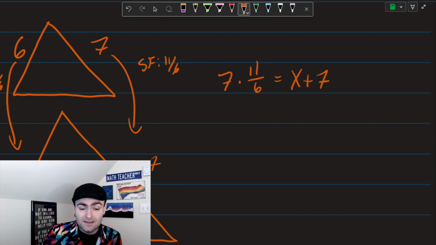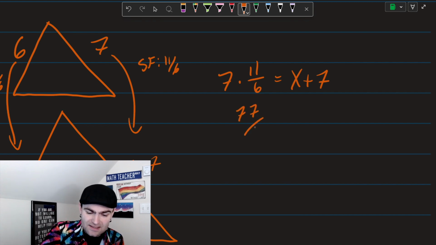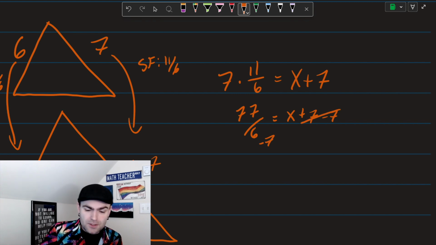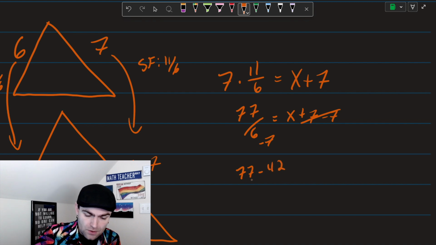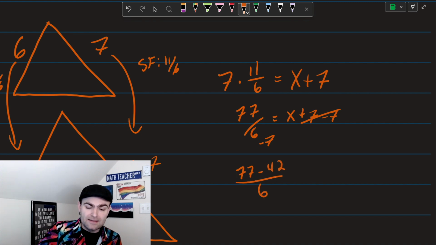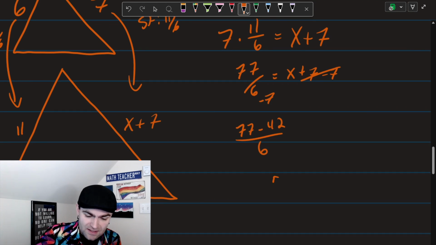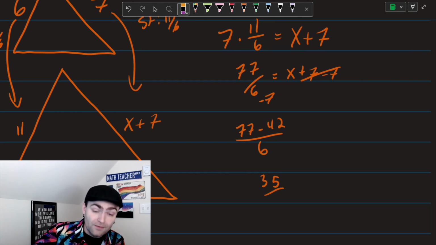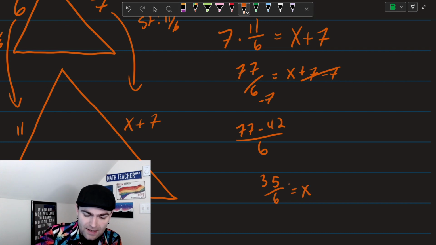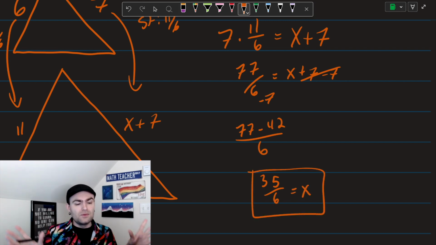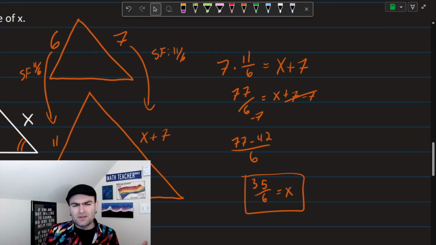So 7 times 11/6 is 77/6. And now we can subtract 7 from both sides. Now, how do we subtract with a fraction? You got to make sure you have common denominators. 6 times 7 is 42, so we have 77 minus 42 over 6. And 77 minus 42, well, 2 minus 7 is 5, 7 minus 4 is 3, so we have 35/6 is our x. Wonderful, beautiful. Not too bad. A little bit of algebra there.